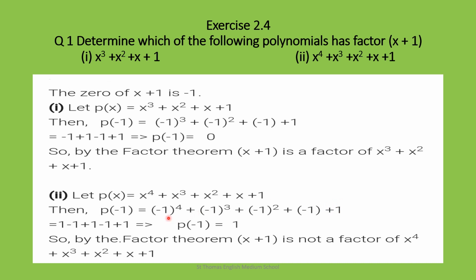That is equal to 1 plus minus 1 cube is minus 1 plus minus 1 square is 1 minus 1 plus 1. So you will get p of minus 1 equal to 1. It is not equal to 0. Therefore, by factor theorem, x plus 1 is not a factor of x raised to 4 plus x cube plus x square plus x plus 1.